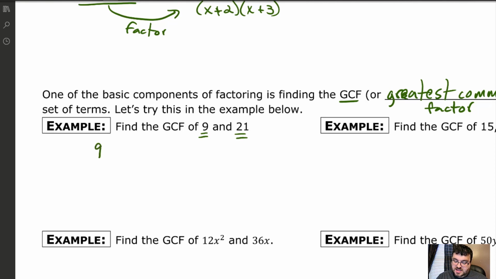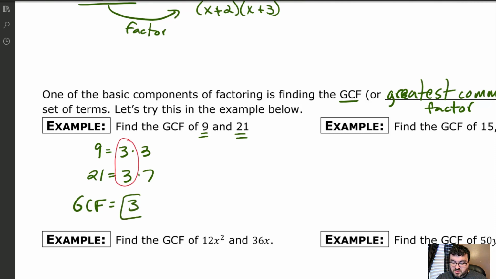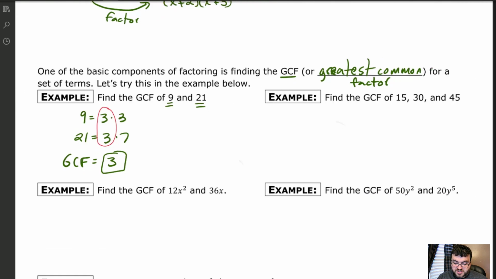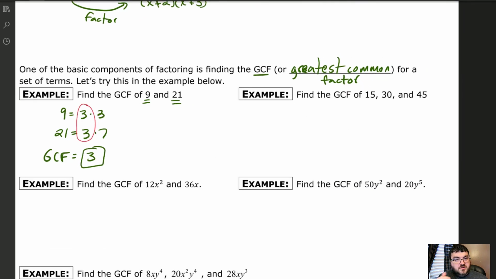Well, we know that 9 is made of two 3's in it. And 21 is made of a 3 and a 7. Well, the GCF is the largest factor that they have in common, or set of factors, I guess. In this case, we can see that both 9 and 21 share a 3 in common, so the GCF for this particular problem would end up being 3.